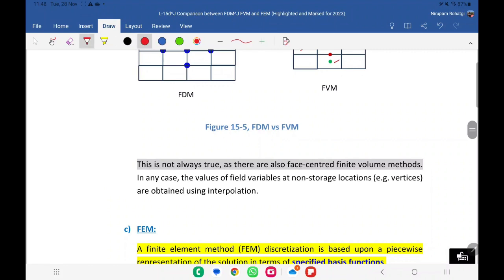This is not always true, as there are also face-centered finite volume methods. So people have also developed that, okay, instead of talking about centroids, we can talk in terms of face center. So that is also possible. But it is discrete, because the face center is also one point on the face. Okay. In any case, the values of the field variables at non-storage locations, so wherever you are not storing, e.g. vertices, are obtained using interpolation. That you have to do, the interpolation.